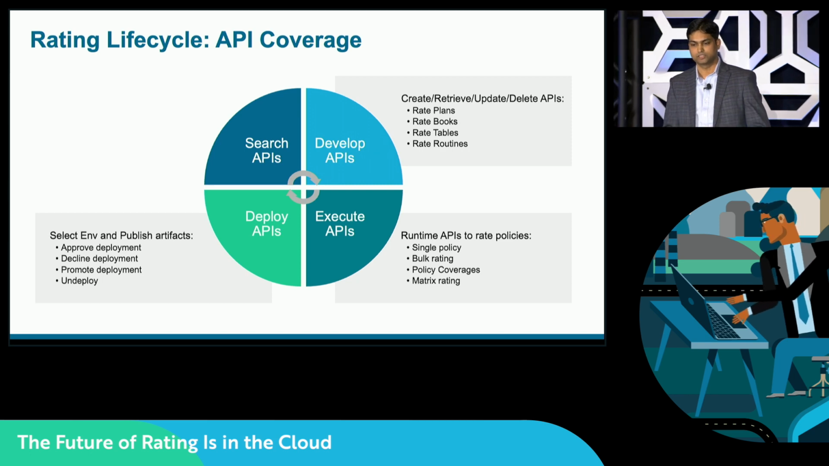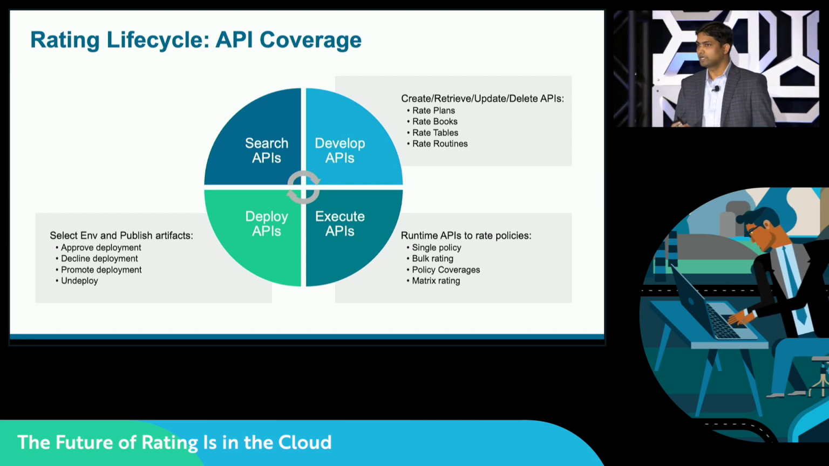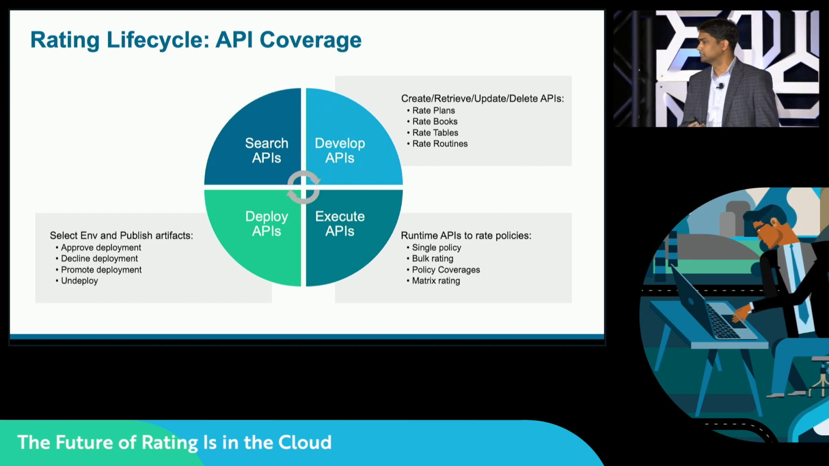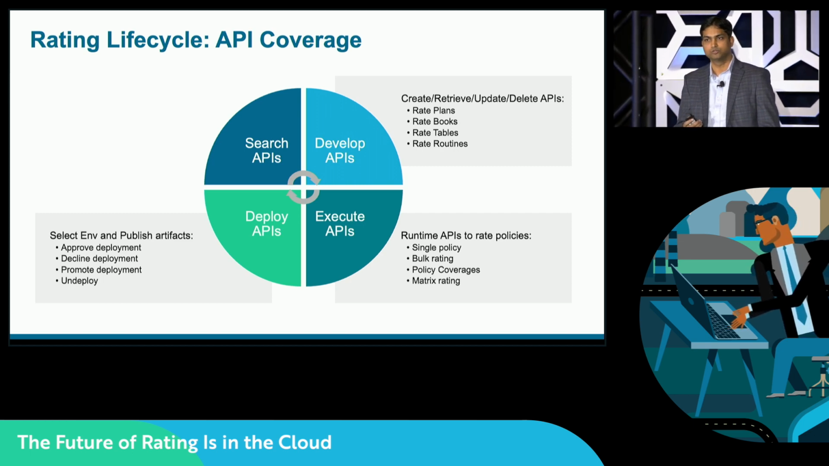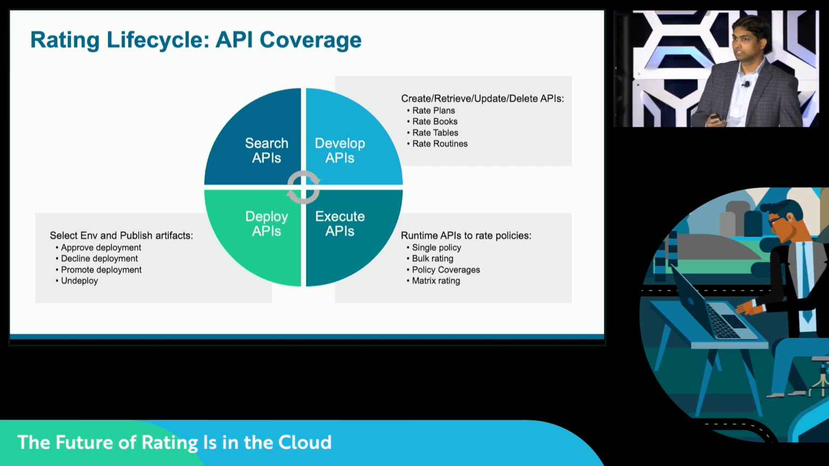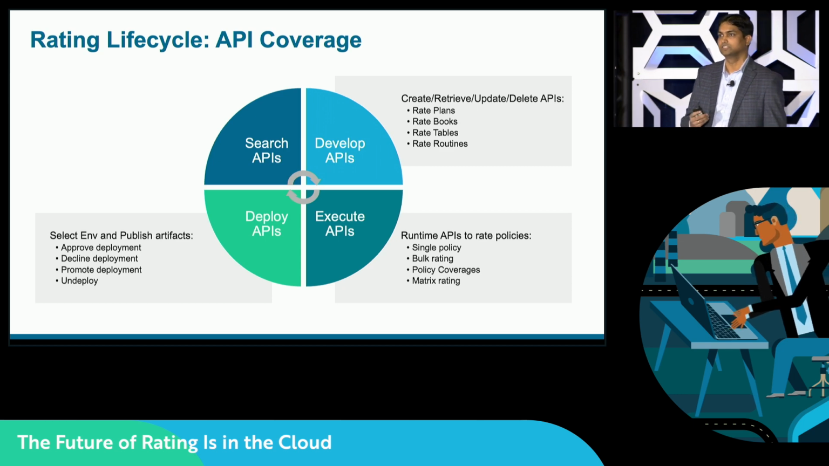Next, once you have executed your APIs and you have tested them out, you want to deploy your rating artifacts, right? So for that, we are providing your deploy APIs, which are basically your publishing APIs. What these will allow you to do is select your environment, and they will allow you to approve or decline if that's in the process of deployment for you. And then with the click of a button, they will allow you to promote the rating artifacts or the rating changes into your new environment.